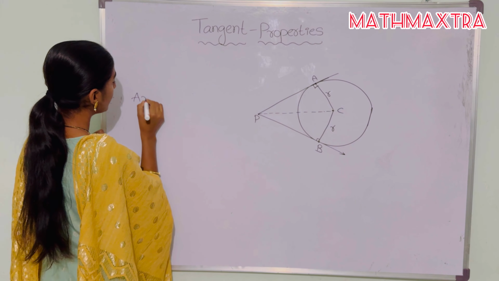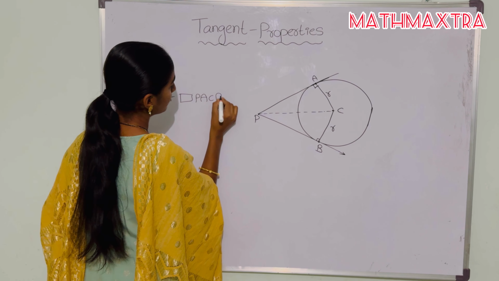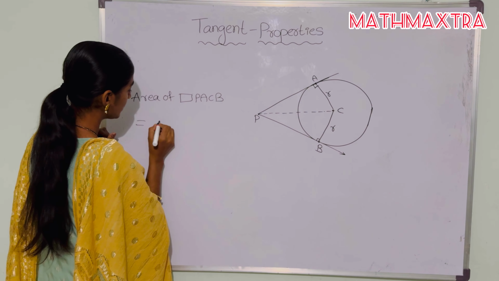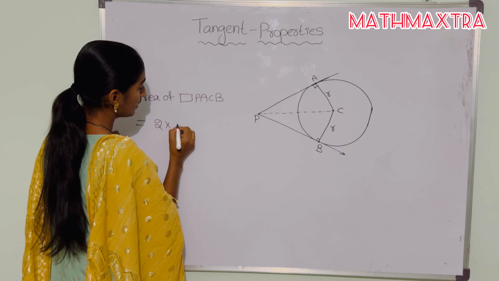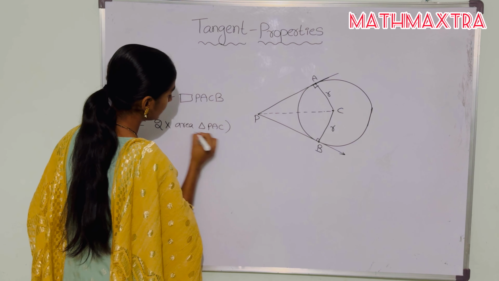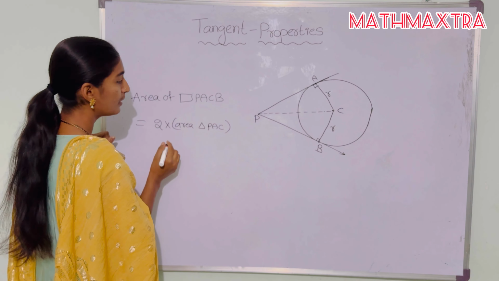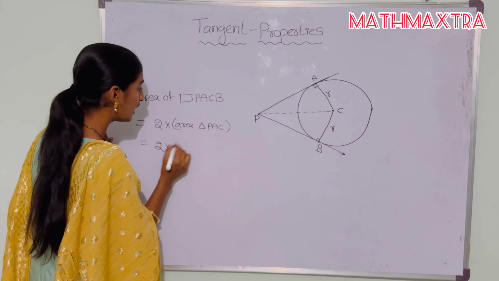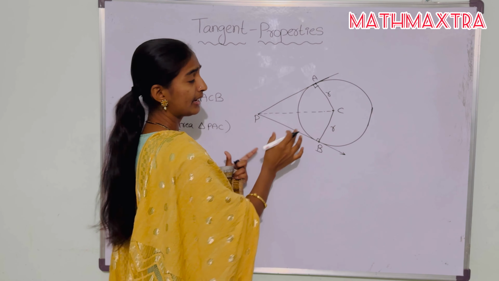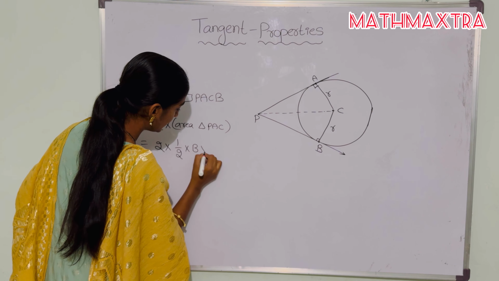So what is the area of the quadrilateral PACB? This is one triangle, this is one triangle, which is nothing but 2 times the area of triangle PAC, because both areas are equal. That is why I am writing 2 times the area of triangle PAC. So what is the area of the triangle PAC? As this triangle is a right angle triangle, the area is simply half times base into height, right?